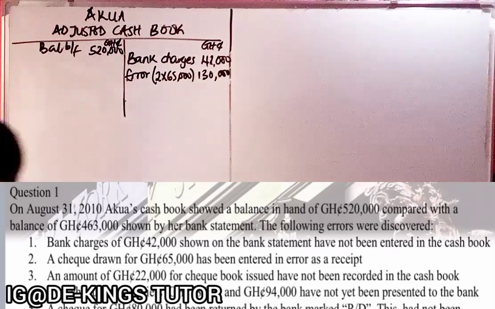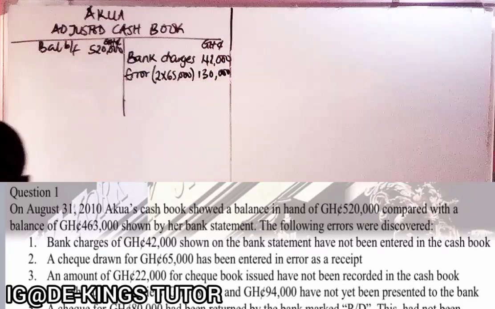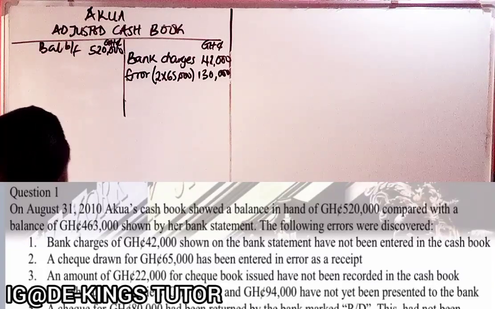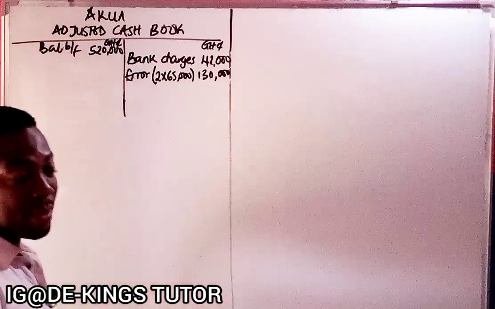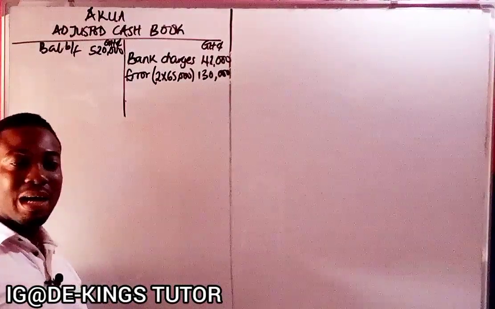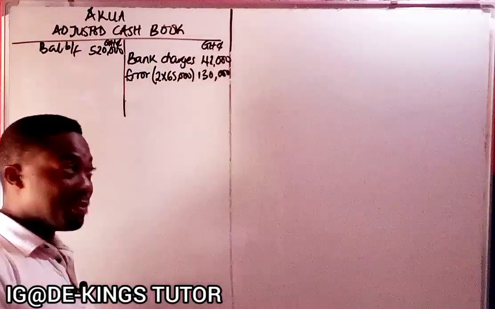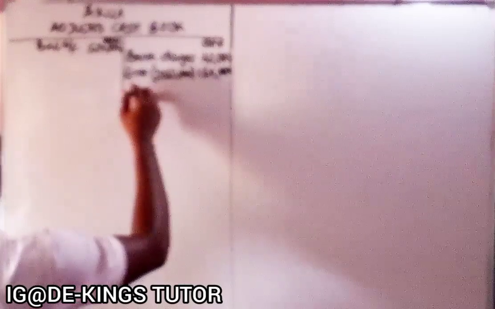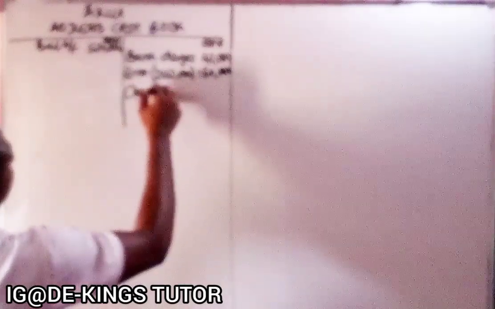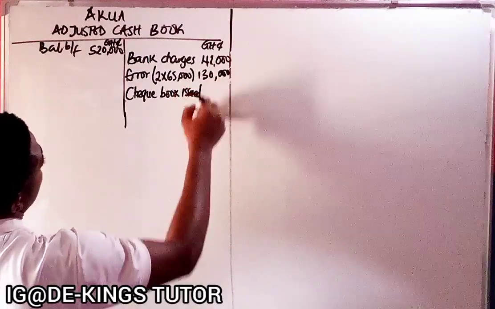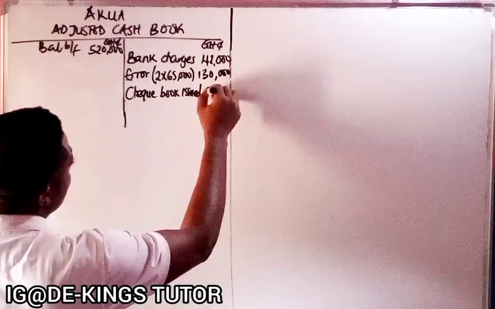The third one said an amount of 22,000 Ghana cedis for checkbook issued has not been recorded in the cash book. A checkbook issued probably by the bank, so they made deductions, probably debited the account from the bank, but it has not been made in the cash book. So the cash book will be credited. So we'll now have here checkbook issued, 22,000.